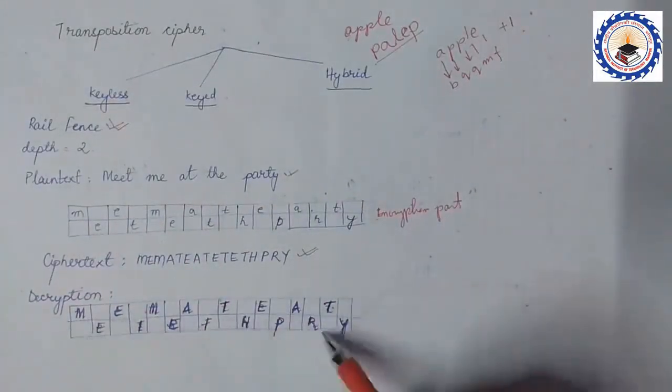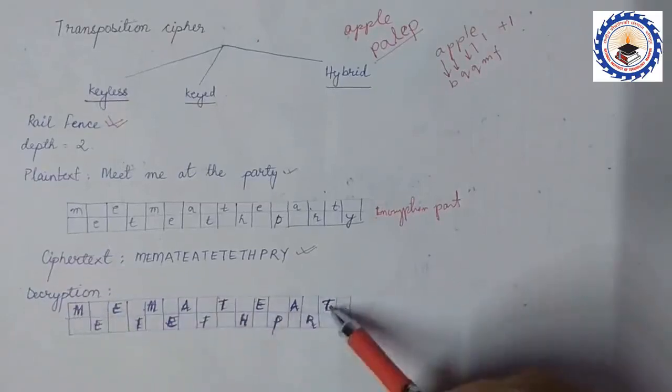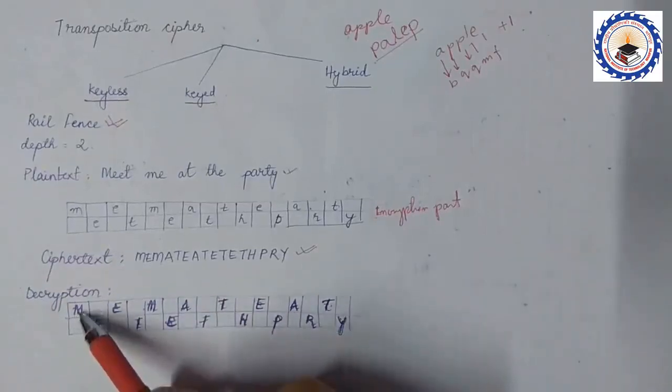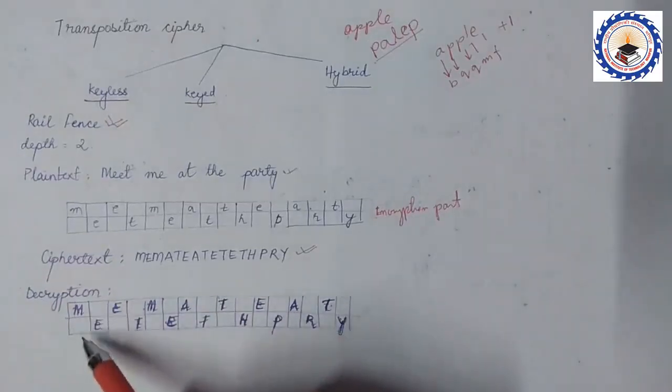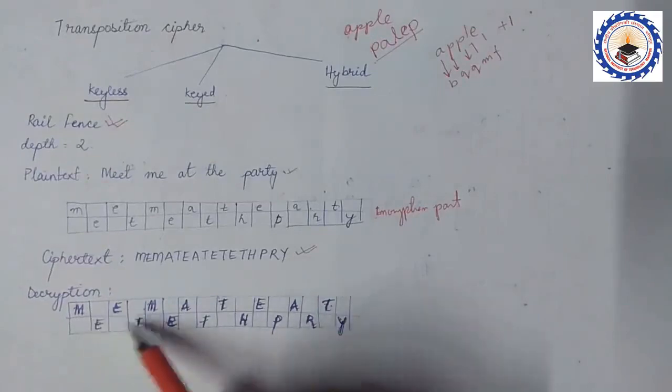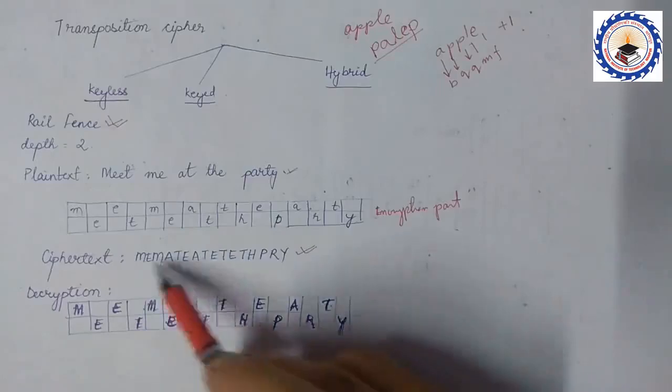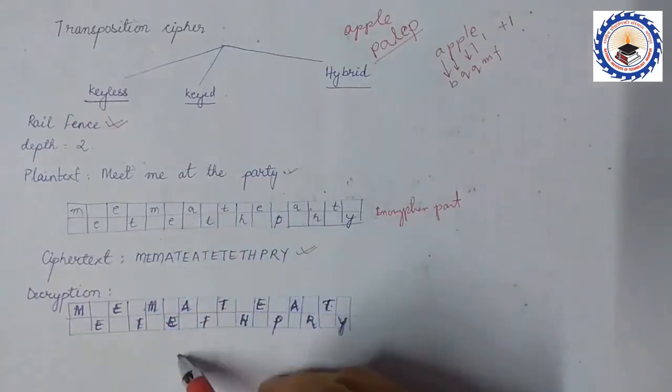So this is the manner here. You have written row wise and then you read column wise. Then M, E, E, T, meet here. M, E, me here, and then so on. You will get the original plain text.